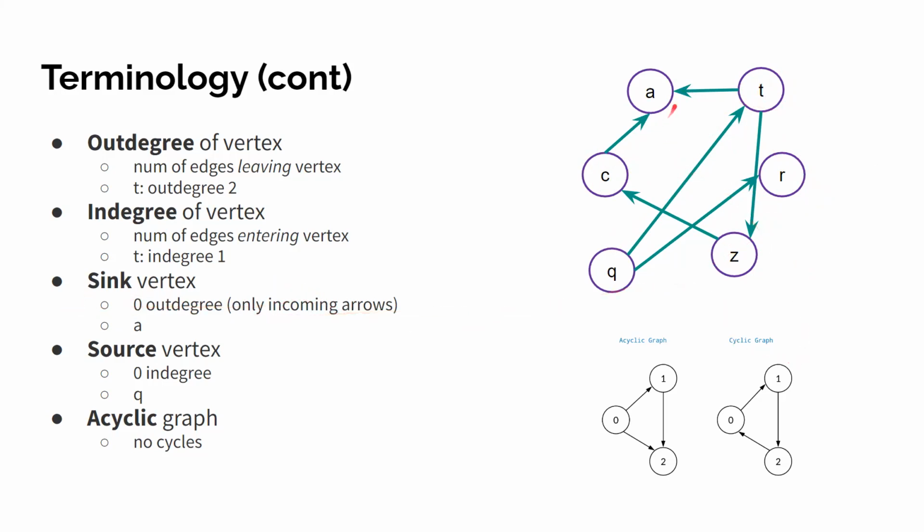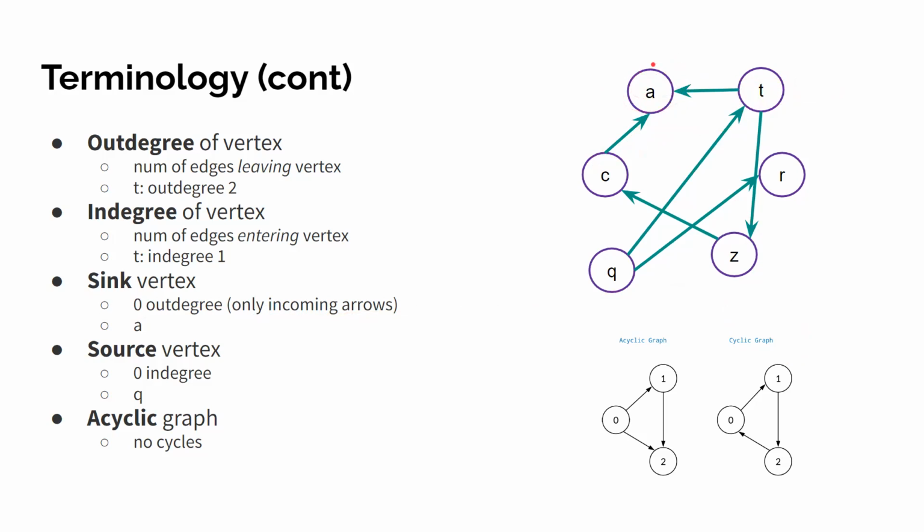So I like to just see this visually. Let's take A, for example. This is a sink vertex because it is not outputting anything. It's basically like a sink. It's just grabbing all these arrows, all these pathways, and it's not spitting anything out. So anything that gets to A will not be outputted again. It's stuck in A.